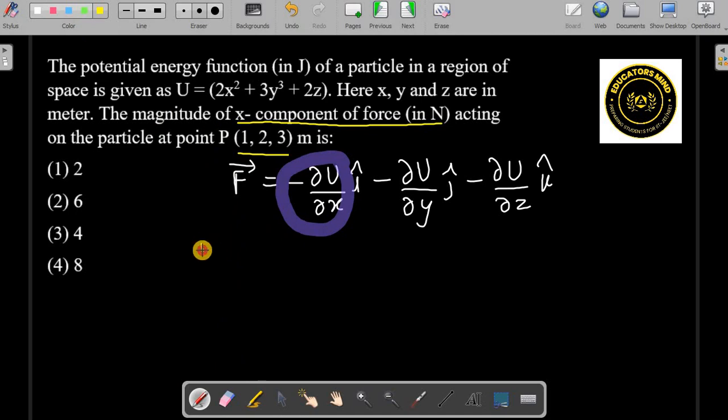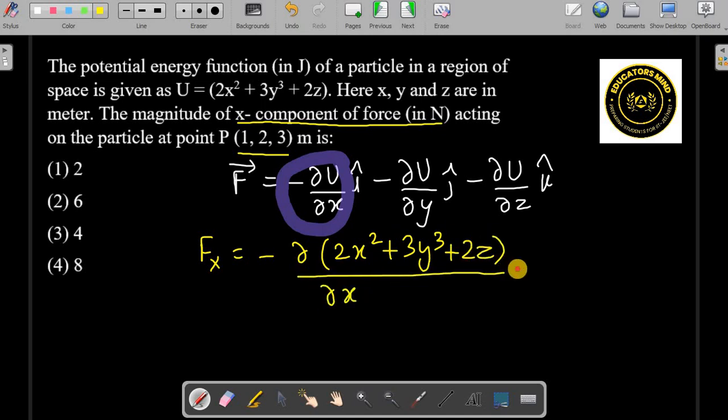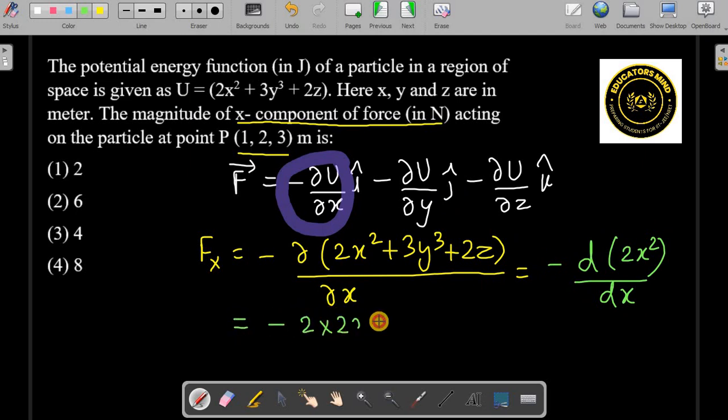So of course, let us first calculate Fx, which is minus partial differentiation of this term, 2x square plus 3y cube plus 2z. This we are going to differentiate partially with respect to x. That means all other things will be constant. y and z are constant. So only the first term we have to differentiate. It will become 2x square differentiation, right? So others are constant. So minus 2x square, differentiation is 2x. So that is minus 4x.